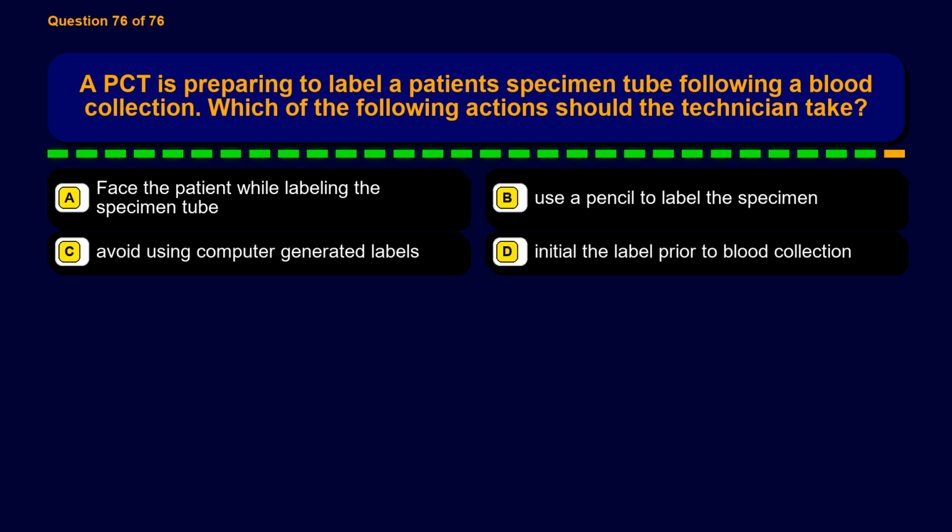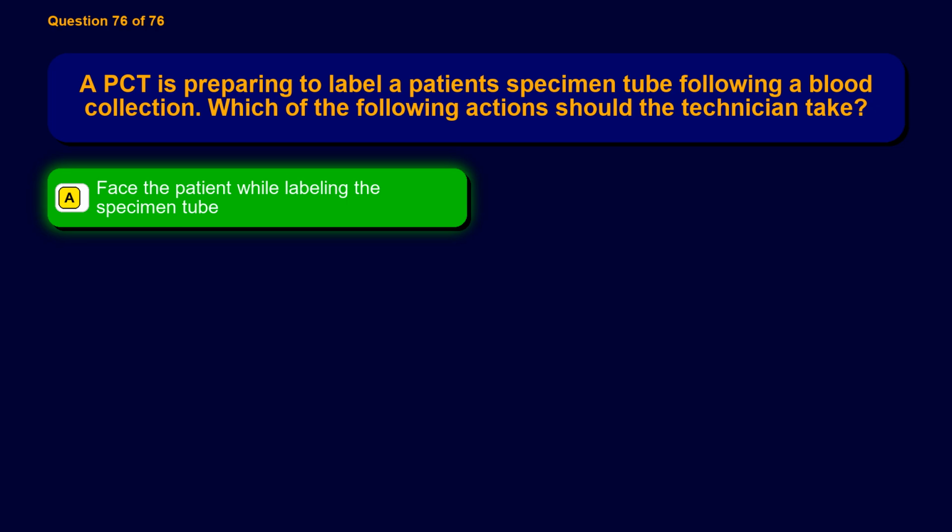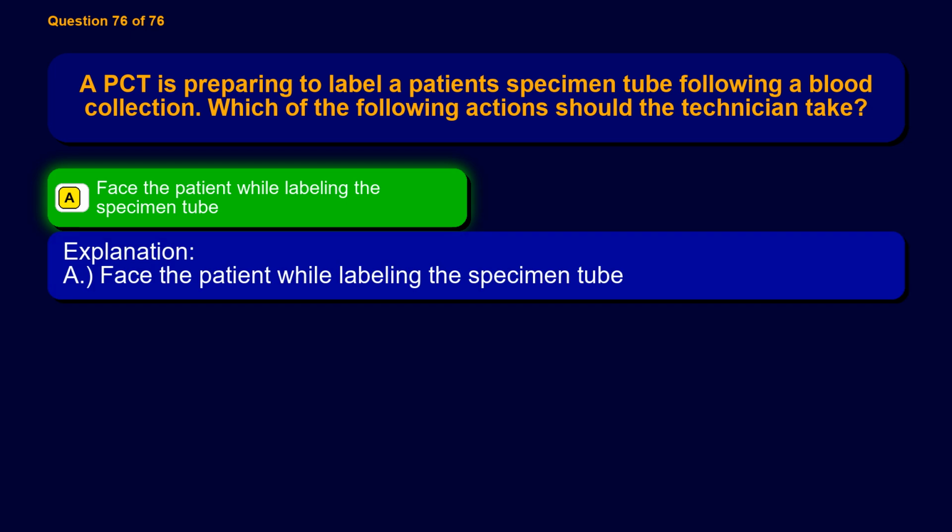Question 76. A PCT is preparing to label a patient's specimen tube following a blood collection. Which of the following actions should the technician take? Option A, face the patient while labeling the specimen tube. Option B, use a pencil to label the specimen. Option C, avoid using computer-generated labels. Option D, initial the label prior to blood collection. The correct answer is option A, face the patient while labeling the specimen tube.